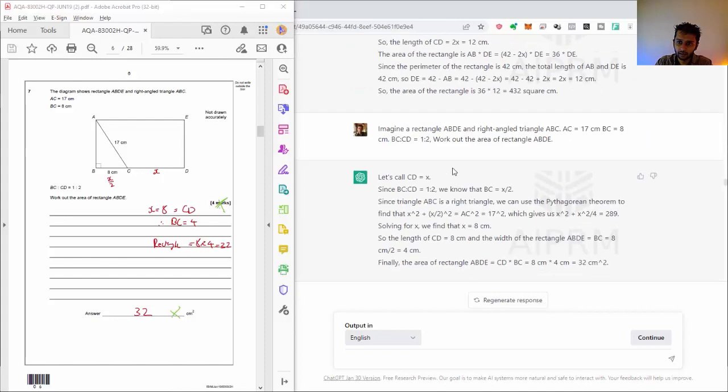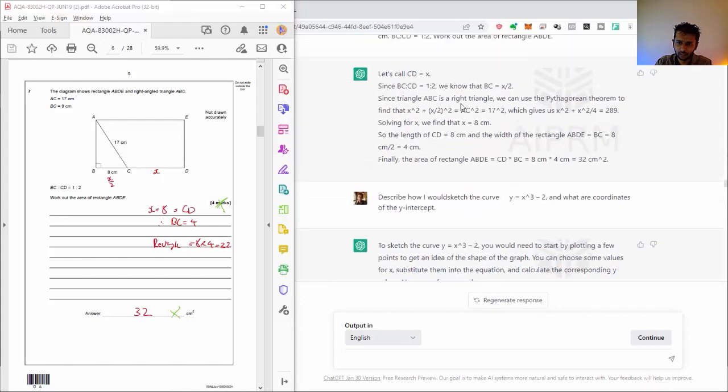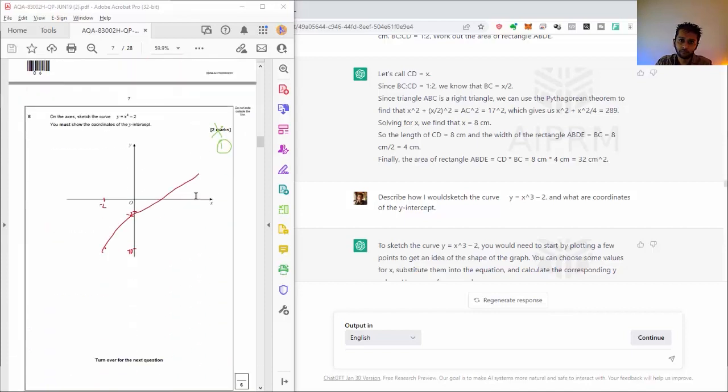So then I asked the question again, and this time it said, okay, let's call CD X, and then we know that BC is X over 2. So it gave me a completely different answer the second time round. But then I just copied all the information it said. It said that the area was 32, which was the incorrect answer, and none of the working out was worthy of any marks there, so no marks for ChatGPT on that one.